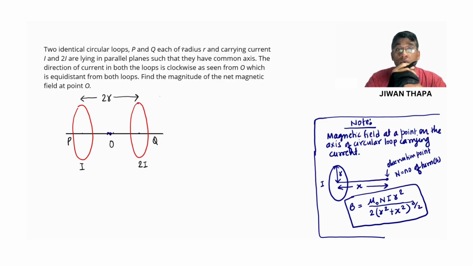Two identical circular loops P and Q, each of radius R and carrying current I and twice I, are lying in parallel planes such that they have common axis. The direction of current in both the loops is clockwise as seen from O, which is equidistant from both loops. Find the magnitude of net magnetic field at point O.